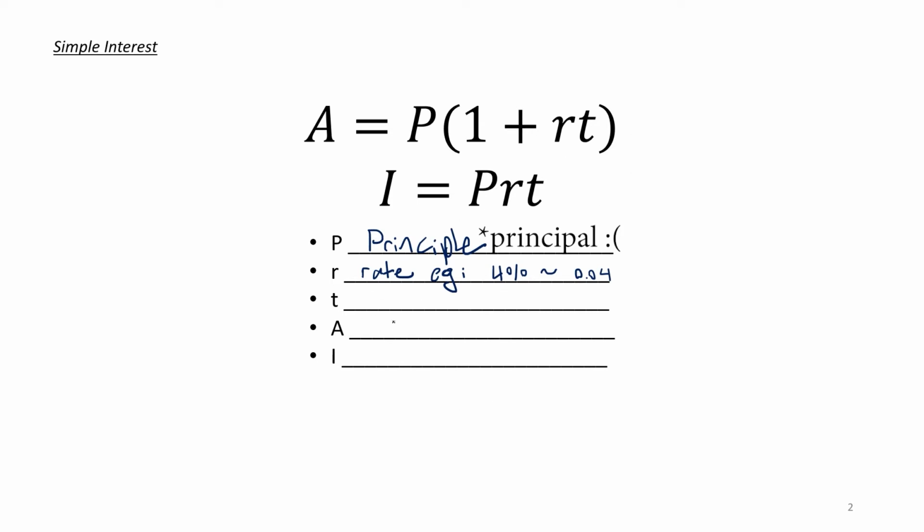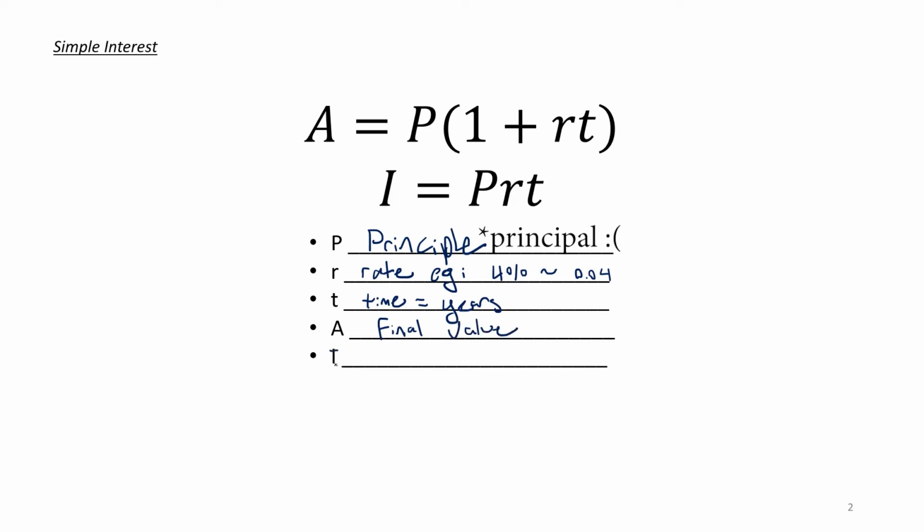T is time, and this is also pretty much always measured in years for simple interest, and the other one, we'll talk about it, but this is time in years, pretty much always. A is your final value. So if principal is how much you put in, A is after a number of T years at an interest rate of R, how much you actually are going to have. So final value.